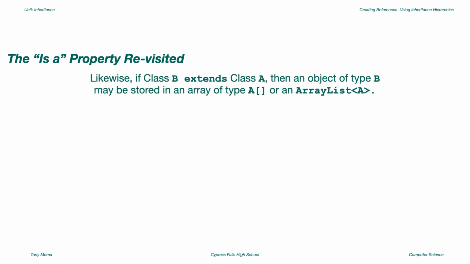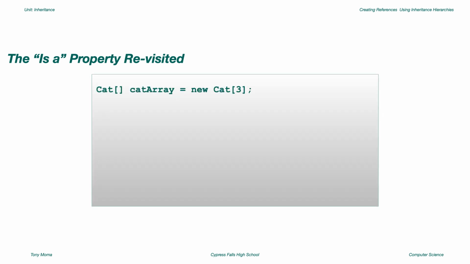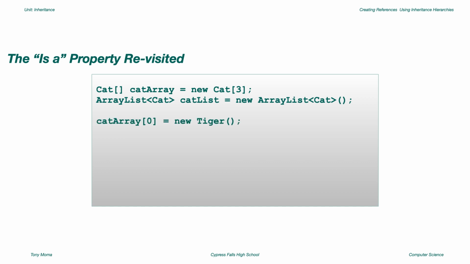Likewise, if class B extends class A, then an object of type B may be stored in an array of type A, or in an array list of type A. Here's what I mean by that. Suppose I declare a cat array of size 3, and then in the next line, I declare an array list of cat. Because cat is an abstract class, I can assign a tiger object to a spot in that cat array. I can also assign a lion object to a spot in that cat array.